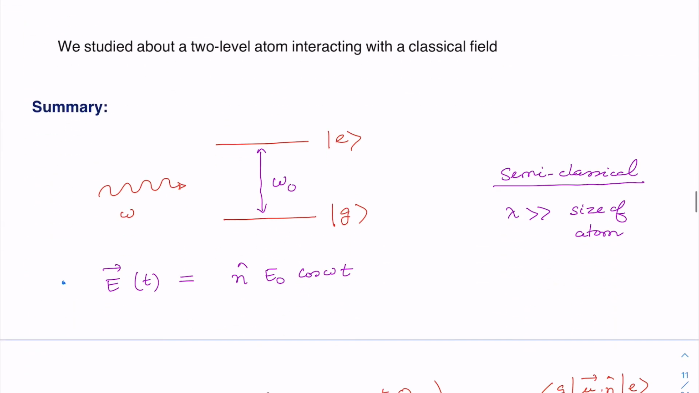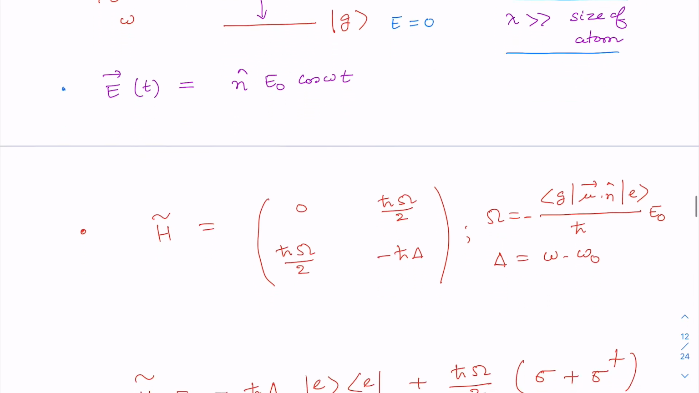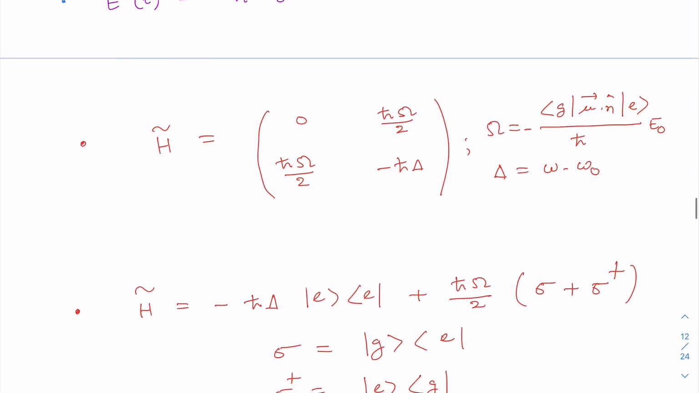In lecture 4, we studied a two-level atom interacting with a classical field. The classical electric field was taken at the position of the atom, because we considered that the size of the atom is much smaller than the wavelength of the electromagnetic radiation, and the ground state of the atom was considered to have energy 0, and the excited state has energy E equal to h cross omega 0. Omega 0 is the resonance frequency, and in this case the atom is considered as a quantized entity, and the electric field is considered as a classical entity, and that's why this particular treatment is known as the semi-classical treatment.